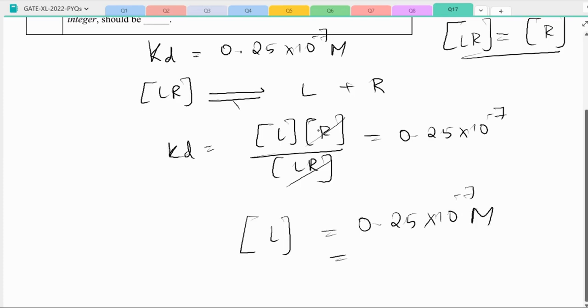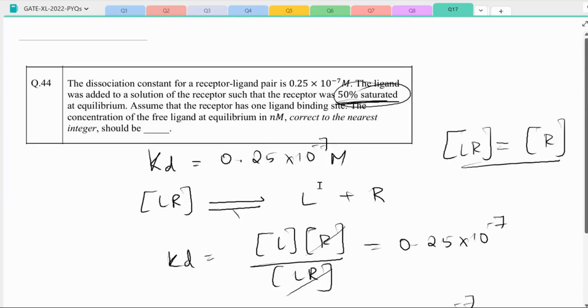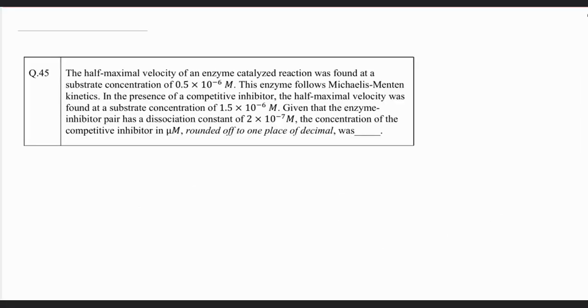However, they have asked the answer in nanomolar. So that will be 25 into 10 power minus 9 molar. So that will be 25 nanomolar. So the correct answer here is 25 nanomolar. Okay, moving on to the next question.